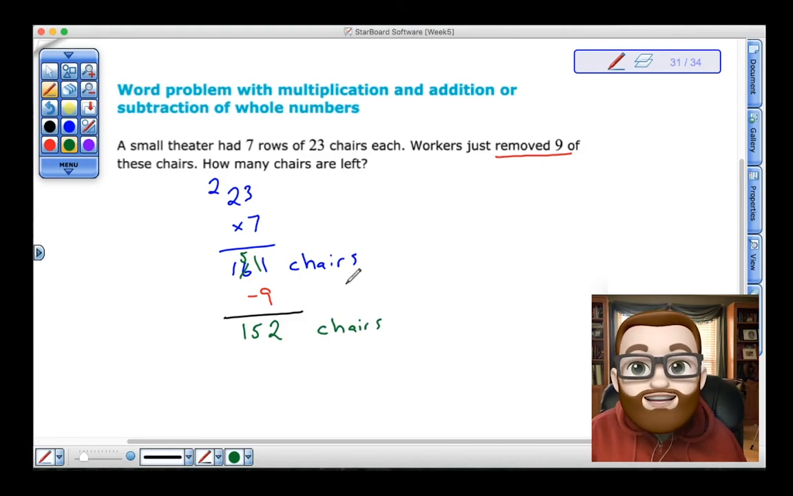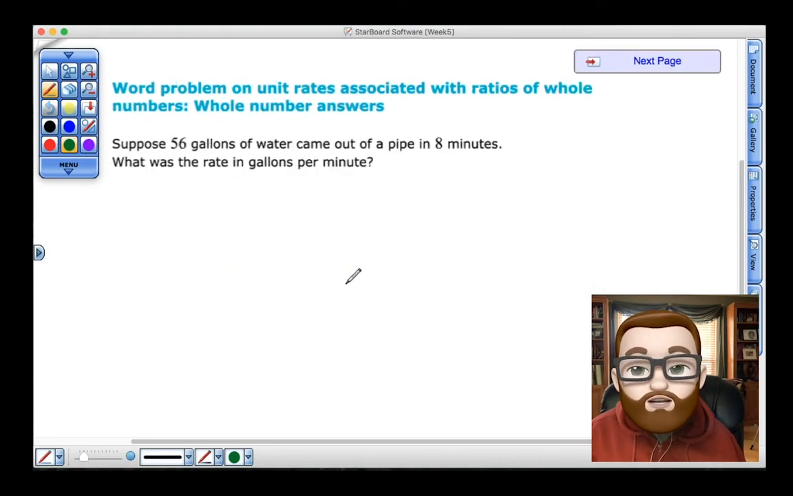Now on to the last type of example that you're going to see, word problems that have ratios and rates. So let's read the first problem here. Suppose 56 gallons of water came out of a pipe in 8 minutes. What was the rate in gallons per minute? So we want to figure out how many gallons come out per minute.